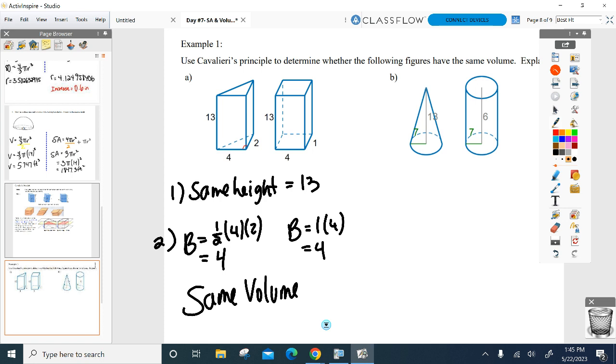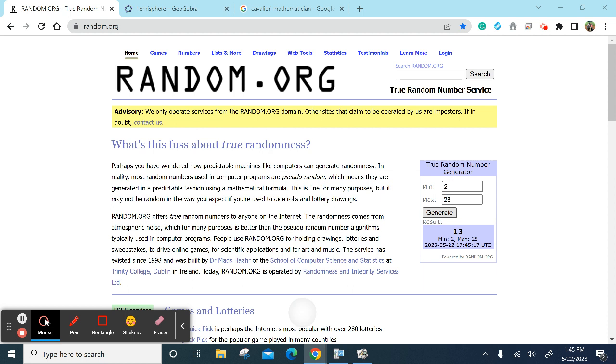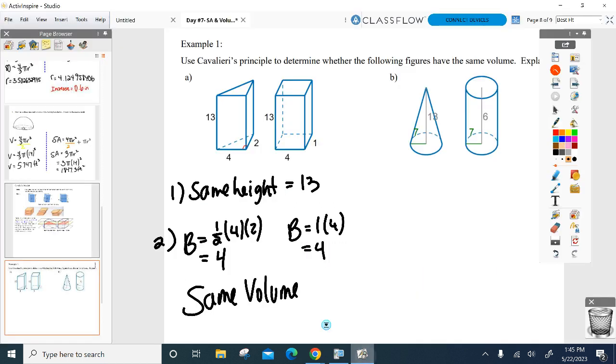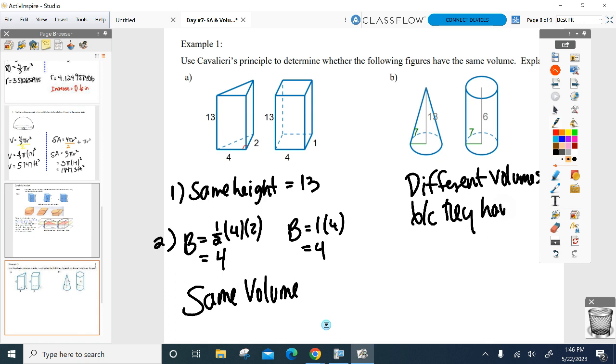What about the cone and the cylinder? I think we can stop right away with our discussion. What do we notice right away? They have different heights. Different heights, different volumes. So different volumes because they have different heights. I'm not even going to calculate. I even think if we did calculate the base area, it would be the same.